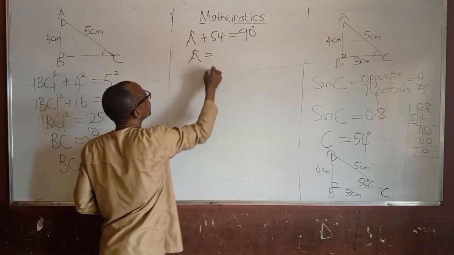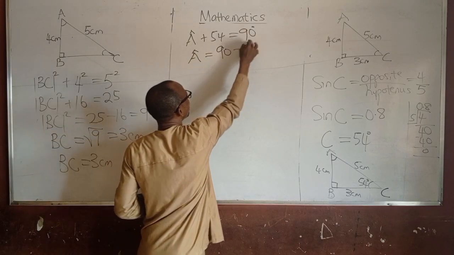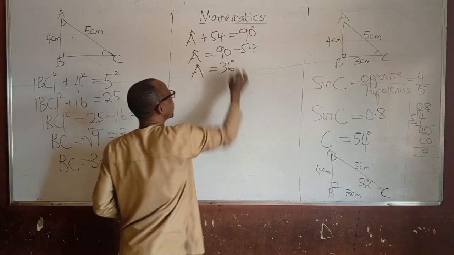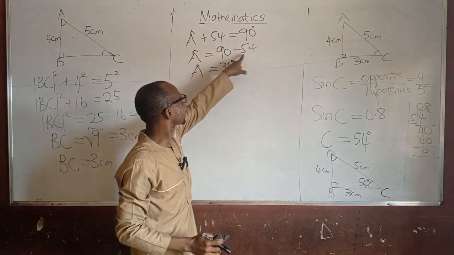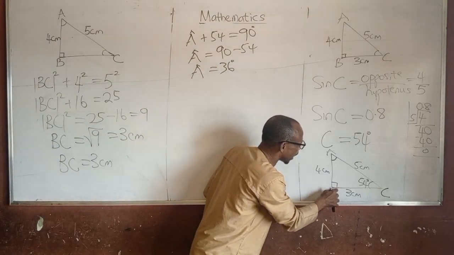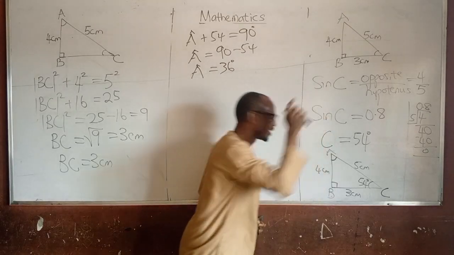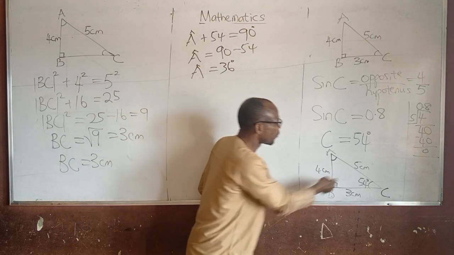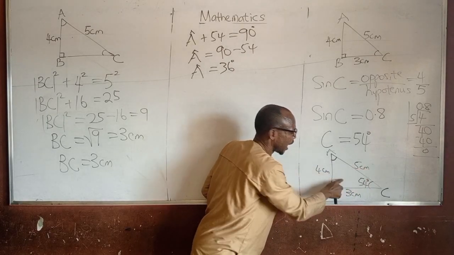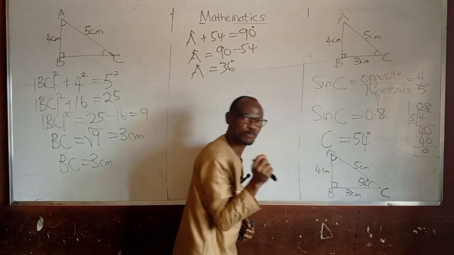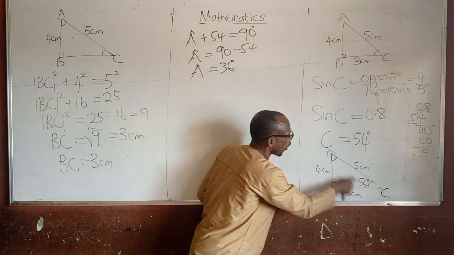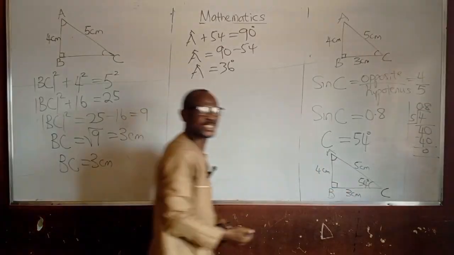Our A will now be 90 minus 54, and A is 36 degrees. Why would they subtract 54 from 90? Because now it is a right angle triangle, and this angle here is already 90 degrees. If we add the sum of the angles together, it's supposed to give us 180. We already have 90 here, so it remains 90 to complete these two. Since this one is 54, the remaining one will complete 90 for us.